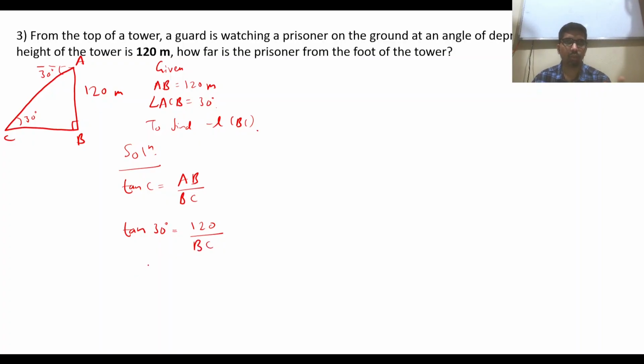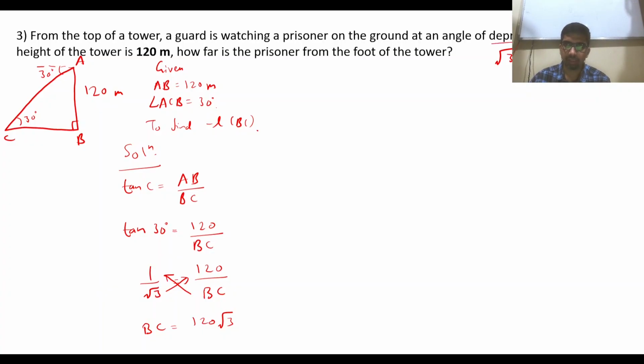So the value of tan 30 is 1 upon root 3. So this will be 120 upon BC. I have to cross multiply. This will come over here and this will come over here. BC will be 120 into root 3. Don't just stop over here, you have to go further. The value of root 3 is how much? 1.732.